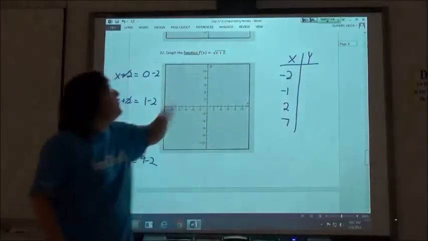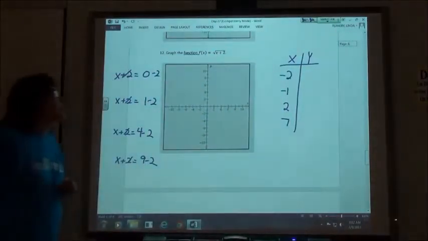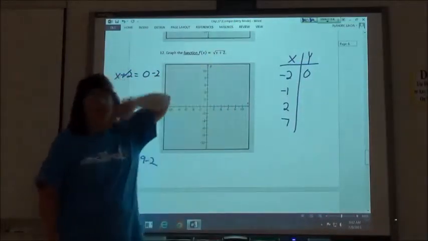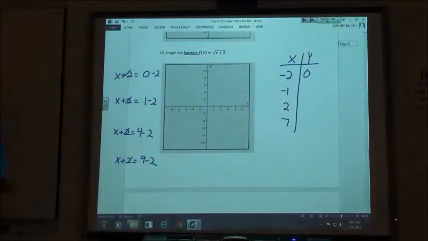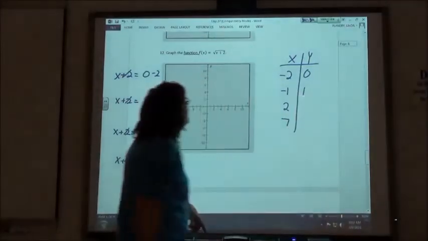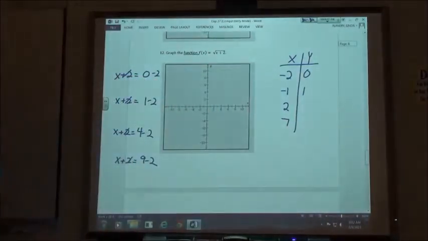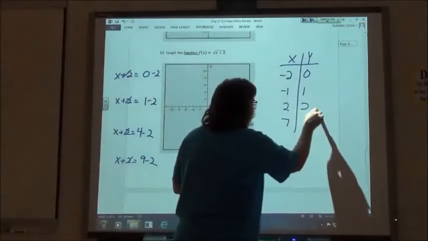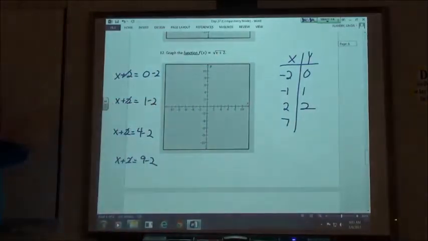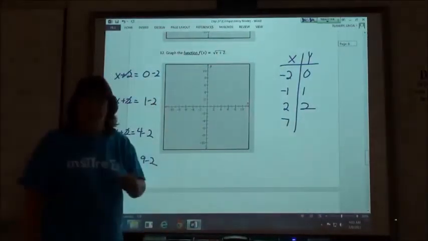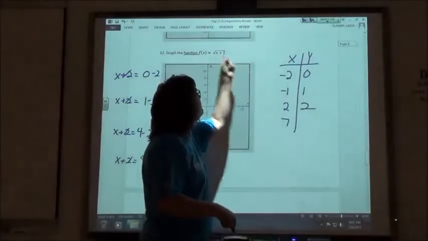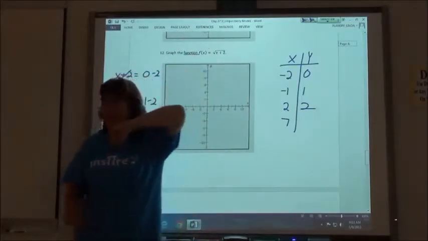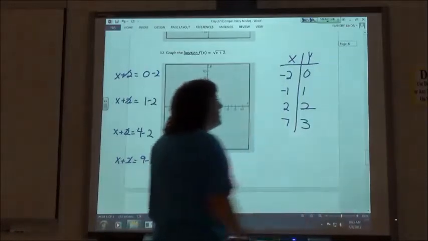So if we put -2 in for x, y is going to be 0, since we get the square root of 0. If we put the -1 in for x, we're going to get 1, because we get the square root of 1. If we put a +2 in for x, we would get the square root of 4, which is 2. And if we put the 7 in for x, 7 plus 2 would be 9, so the square root of 9 is going to be 3, right?